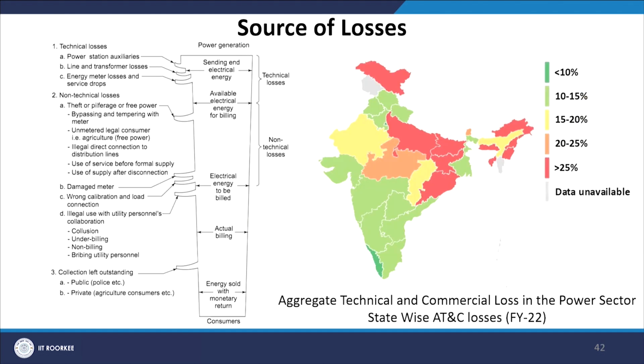Now, these are the sources of losses, and this is the aggregate technical and commercial losses in the power sector, state-wise, and AT&C loss. As you could see, it varies from as minimum as 10% to as maximum as 25%. Now, to conclude, distribution losses, especially in India, have become an issue. Considering the peak energy deficit and energy shortage, any reduction in distribution losses will indirectly add generation to my system, and hence we must focus on how the system losses can be reduced.